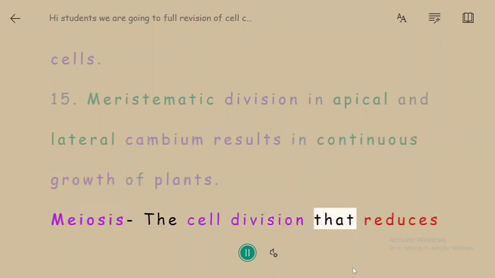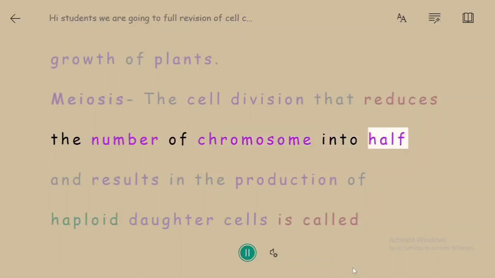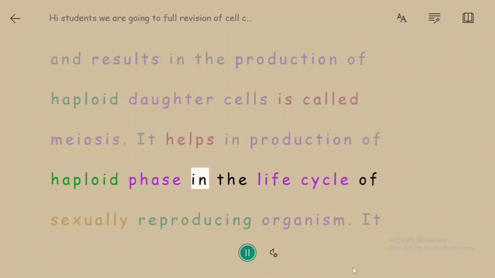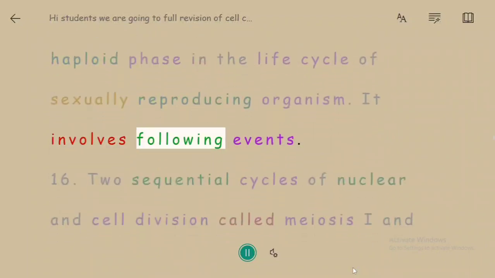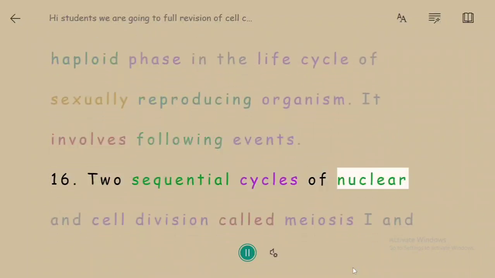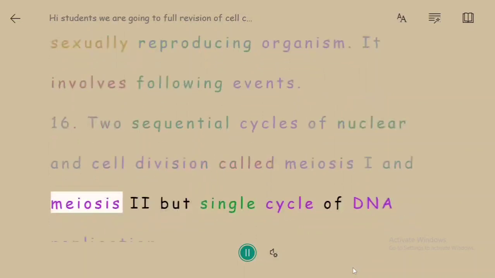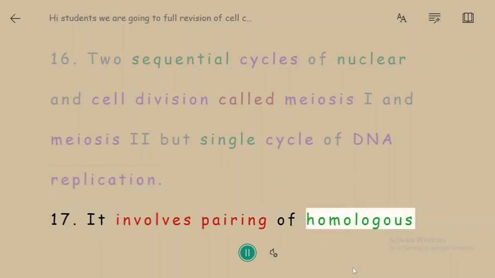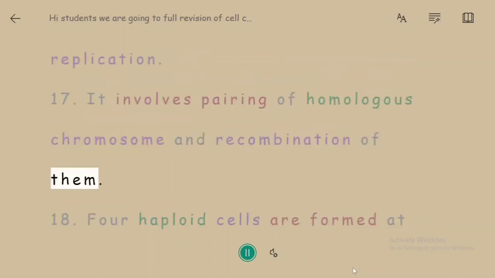Meiosis is the cell division that reduces the number of chromosomes to half and results in the production of haploid daughter cells. It helps in production of the haploid phase in the life cycle of sexually reproducing organisms. It involves the following events. 16. Two sequential cycles of nuclear and cell division, called meiosis 1 and meiosis 2, but a single cycle of DNA replication. 17. It involves pairing of homologous chromosomes and recombination of them. 18. Four haploid cells are formed at the end of meiosis 2.